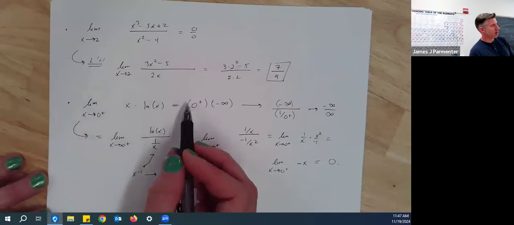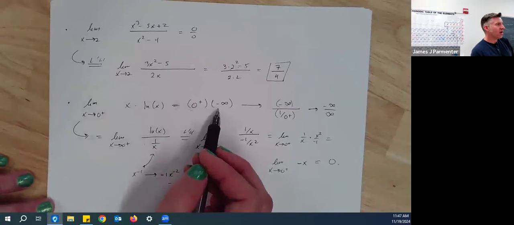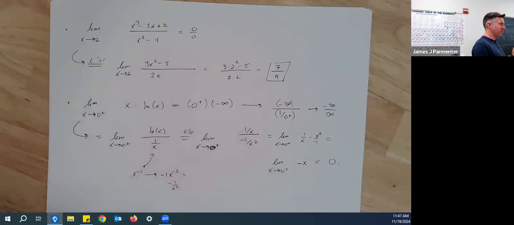This thing was getting smaller much, much faster than it was getting larger, which makes sense if you think about the graph of the natural log of x. It gets large, but very, very slowly, whereas x approaching 0 does it relatively quickly.